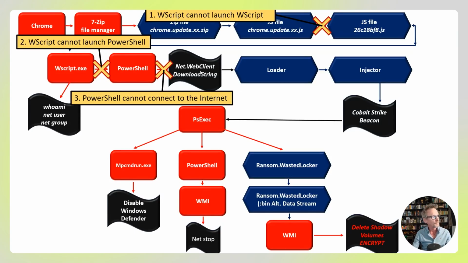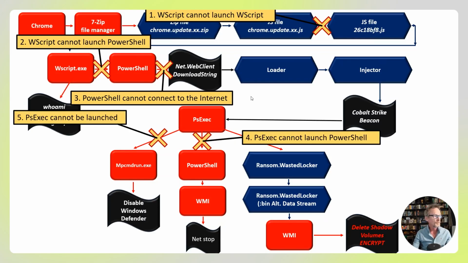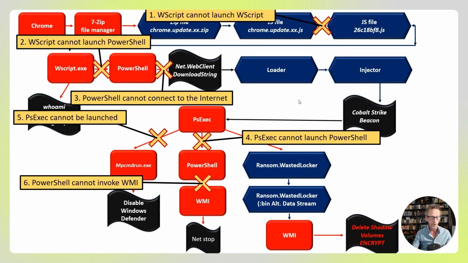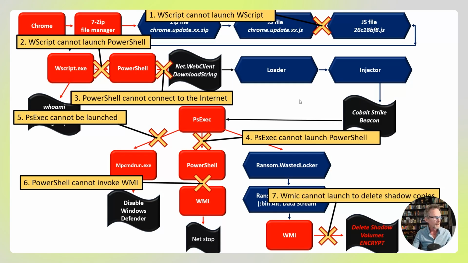We also prevented PowerShell from connecting to the internet and downloading anything over HTTPS. We also applied some controls over PSExec, so we could prevent PSExec from being launched altogether, or we could say that PSExec is not allowed to launch PowerShell. We can prevent PowerShell from invoking WMI, and lastly, step number 7, we can prevent WMI from launching to delete volume shadow copies. So in this instance, the attacker would not get what he wanted at the end of the day, because there's 7 different steps in that kill chain that we would have been able to block using adaptive protection.